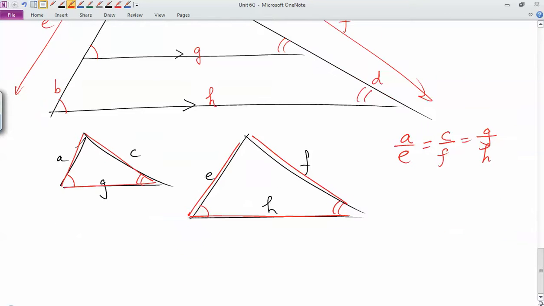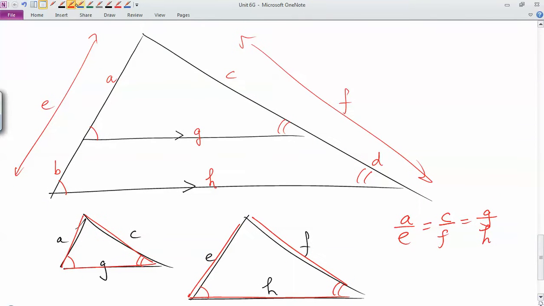But we can also do some other stuff, like if I do A over G in this triangle, that's the same as E over H in that triangle. So we can set up stuff like A over G equals E over H. You can kind of get a feel for a lot of these. You can sort of guess.